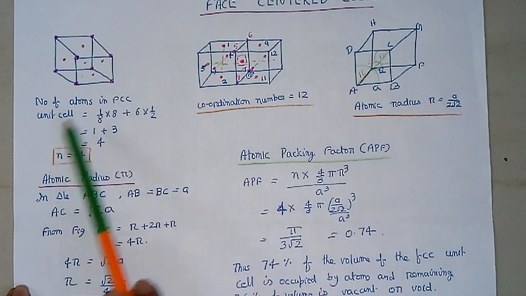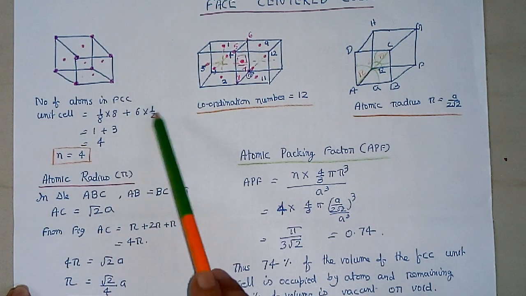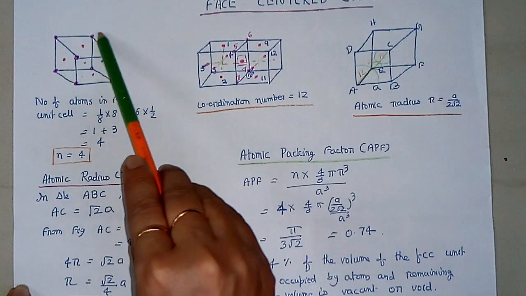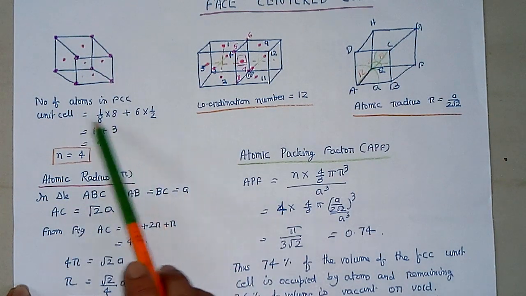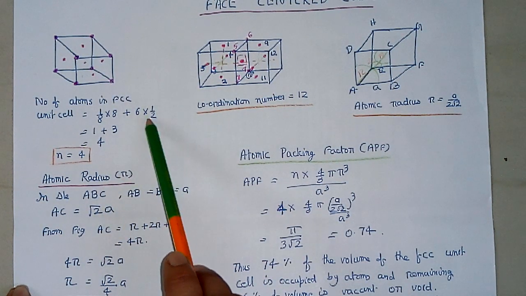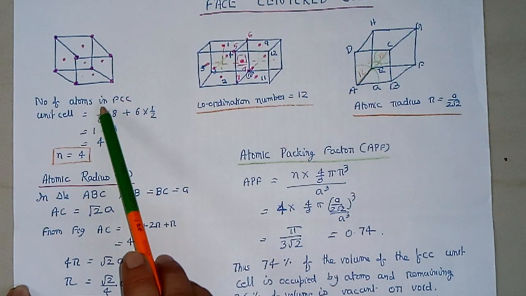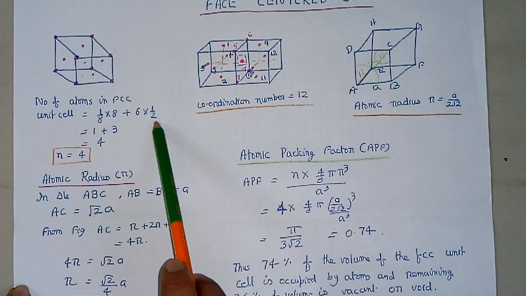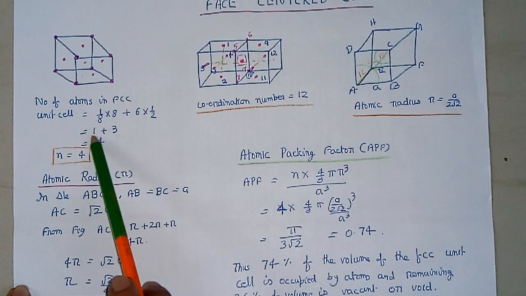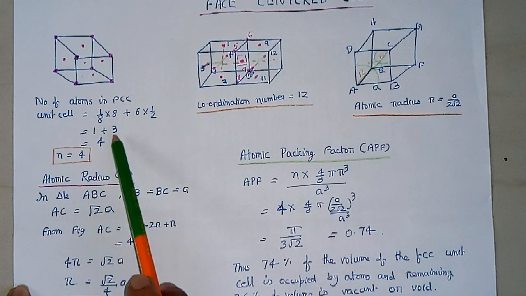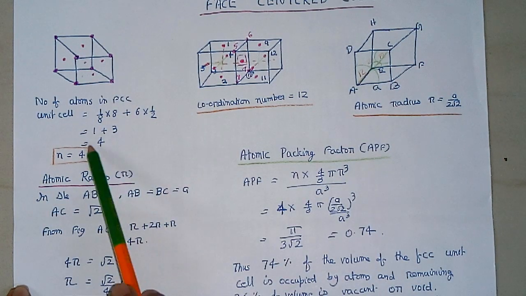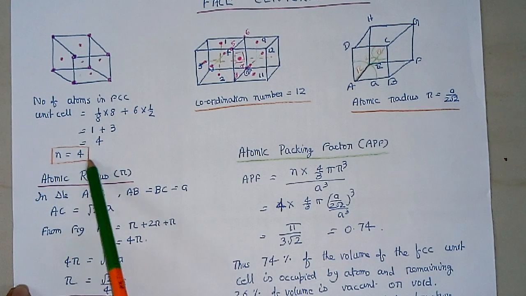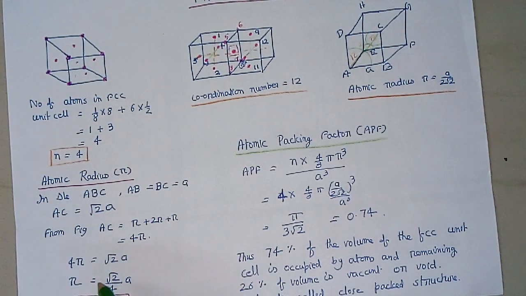And so what is the total number of atomic contributions? That is 1 by 8 into 8 because of the corner atoms, and also because of 6 faces, half atom for each face. So we can write 6 into 1 by 2 for the face centered atoms. Okay. So total is 1 from the corner atoms, 3 from the 6 faces. So the total atomic contribution equals 4. So we are writing N equals 4 for this FCC crystal.